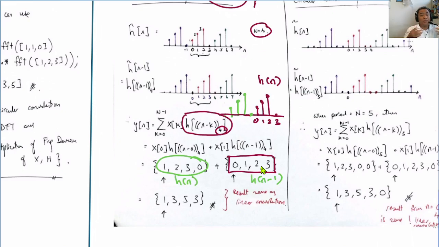So the cool idea is that if we want to push in zeros into h of n minus d, we basically extend h of n and pad them with zeros. And now, when we do DFT, the answer is correct.